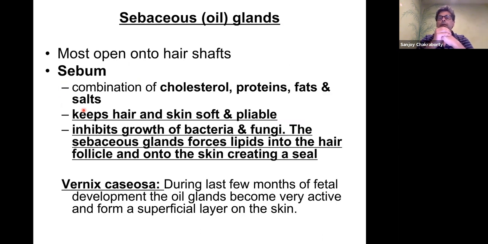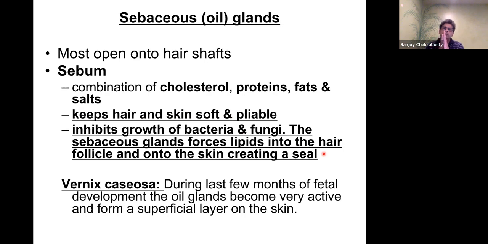Remember, one of the main jobs of the skin is not to lose water. It needs to stay soft, because if it is dry, it cracks. Then water can get lost more, and even bacteria and fungus can go in. To prevent all these things, and to keep your hair and skin soft and pliable, we need moisture. This is our natural moisturizer. The sebaceous glands are exocrine glands, so they have a duct that releases it.